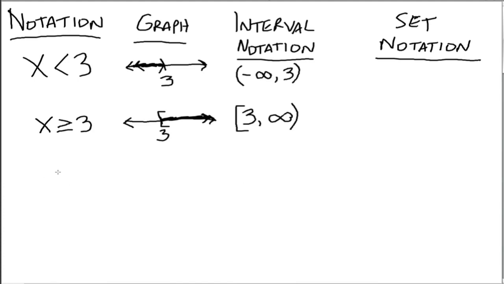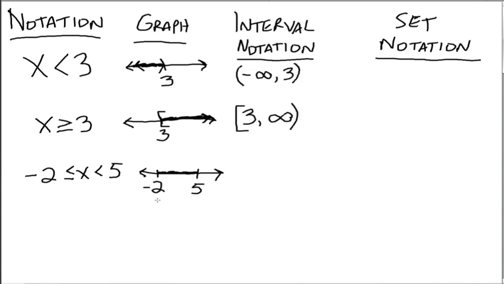Let's do one more before we talk about set notation. Let's do negative 2 is less than or equal to x is less than 5. So this says we want all numbers that are greater than or equal to negative 2, but at the same time, those numbers have to be less than 5. So really, on a number line, we're talking all numbers between negative 2 and 5, because numbers that are greater than negative 2 but at the same time less than 5 all fit right inside here.